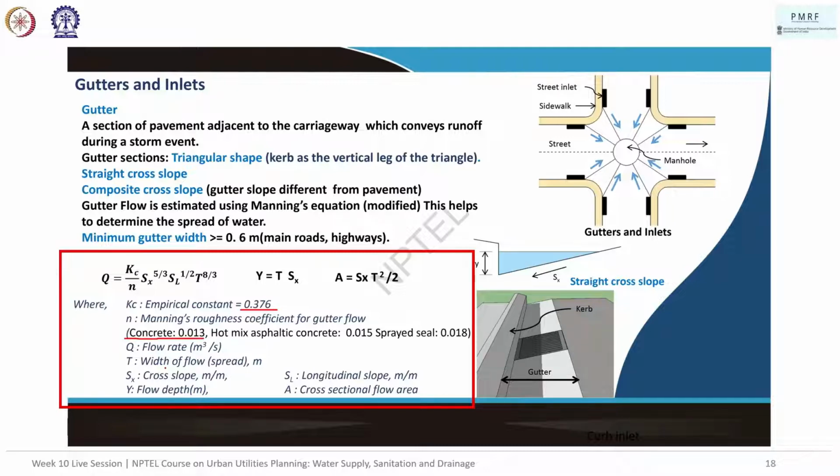SL is the longitudinal slope. T is the width of flow, or the spread, which is this part. Sx is the cross slope, as we saw. SL is the longitudinal slope. T will be to the power 8/3. And for the calculation of y, which is this flow depth, we just need to multiply T, the width of flow, by Sx, the cross slope.